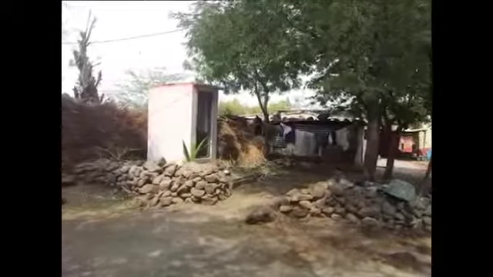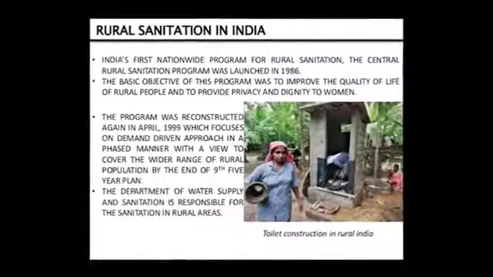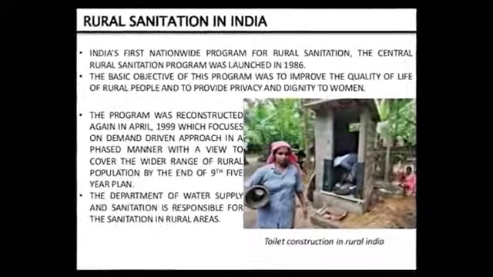An example of this is rural sanitation, which is listed as a state subject but was largely neglected until the central government formulated the Central Rural Sanitation Program in 1984. This led the states to implement rural sanitation schemes.